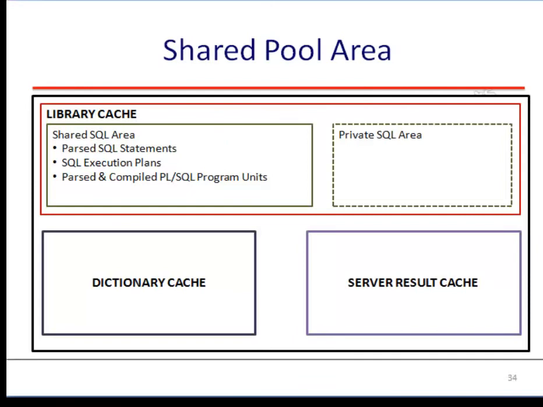Starting Oracle 11g, you have something called a server result cache. So, a server result cache stores information which has been collected from the execution of a query or from the execution of a PL/SQL program unit, a procedure, a function, a package, anything. Now, once the data is cached in the memory, it becomes faster for subsequent references. So that is the advantage of having the server result cache.